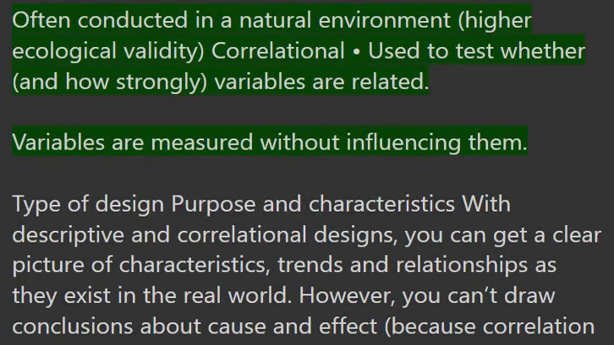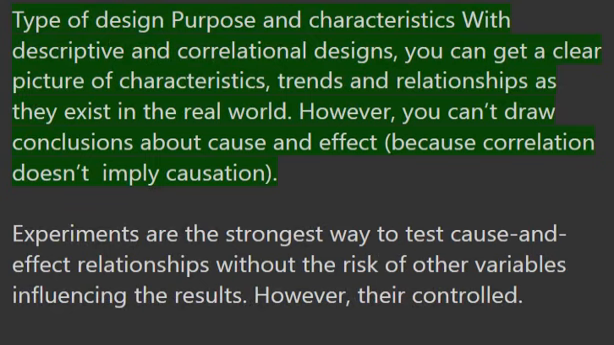Correlational: used to test whether, and how strongly, variables are related. Variables are measured without influencing them. Type of design. Purpose and characteristics. With descriptive and correlational designs, you can get a clear picture of characteristics, trends and relationships as they exist in the real world. However, you can't draw conclusions about cause and effect, because correlation doesn't imply causation.